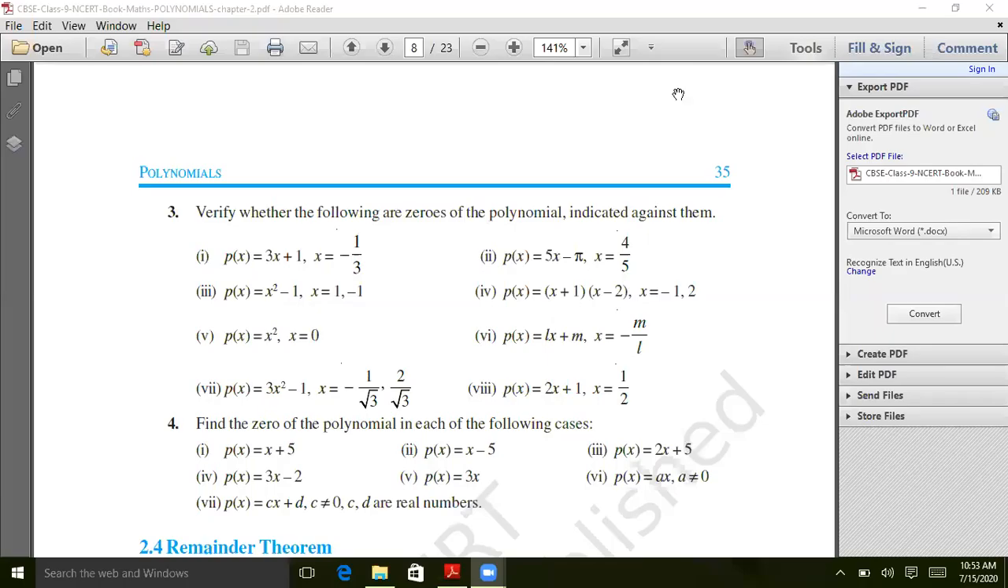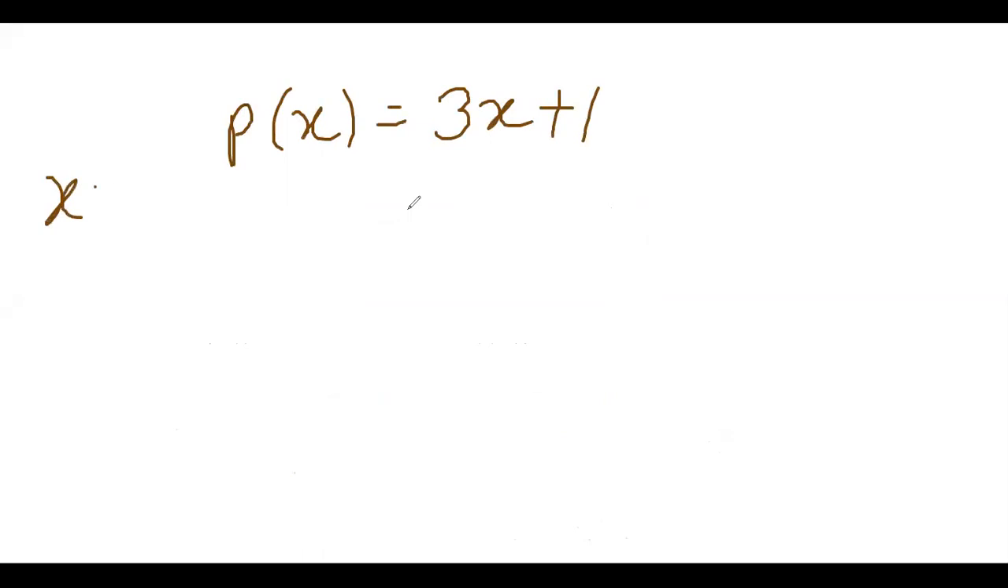So now here you have to tell: the first expression is given, p(x) is equal to 3x plus 1, and x is given as -1 upon 3, and you have to tell whether x is equal to -1 upon 3 is a zero of the given polynomial or not. So let's check it. The expression is given here, p(x) is equal to 3x plus 1, x is equal to -1 by 3.